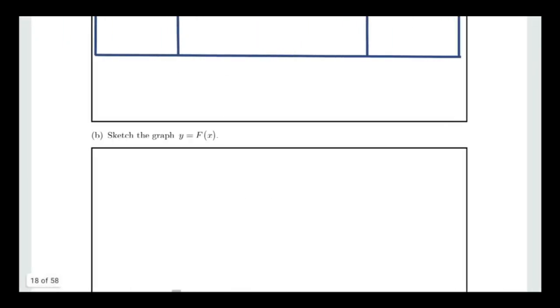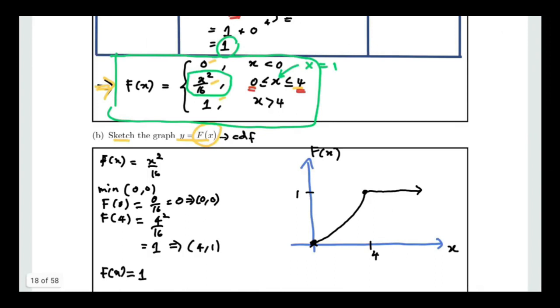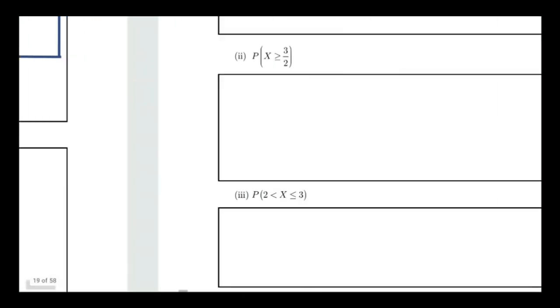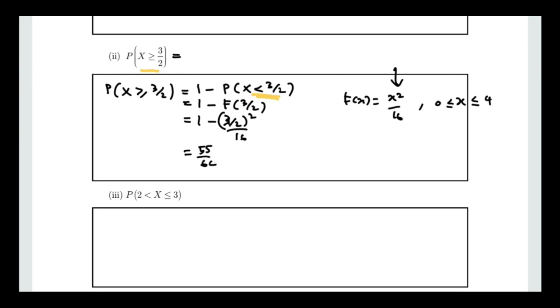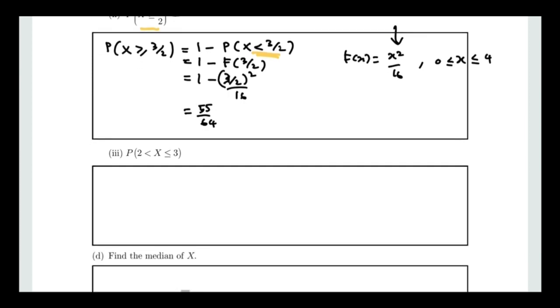So back to our CDF. 3 over 2 is 1.5, and 1.5 is obviously between 0 and 4, so we substitute into the same function: 1 minus (3/2) squared over 16. We substitute into x squared over 16, which is for x greater than 0 and less than or equal to 4. Then calculate, and at the end you will get 55 over 64. Okay, and proceed with the next.